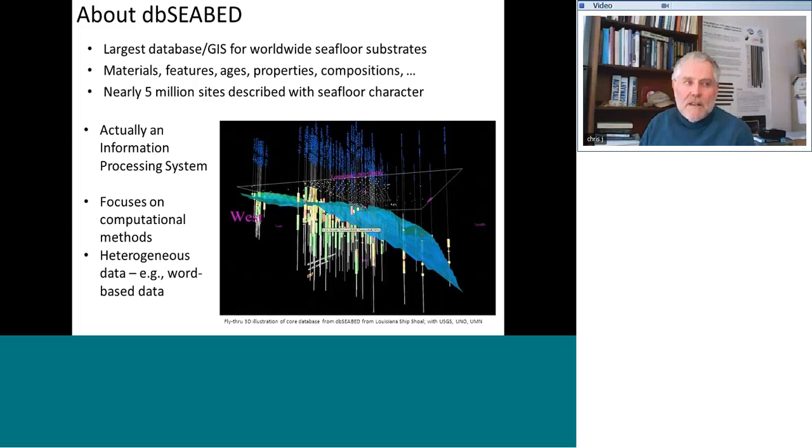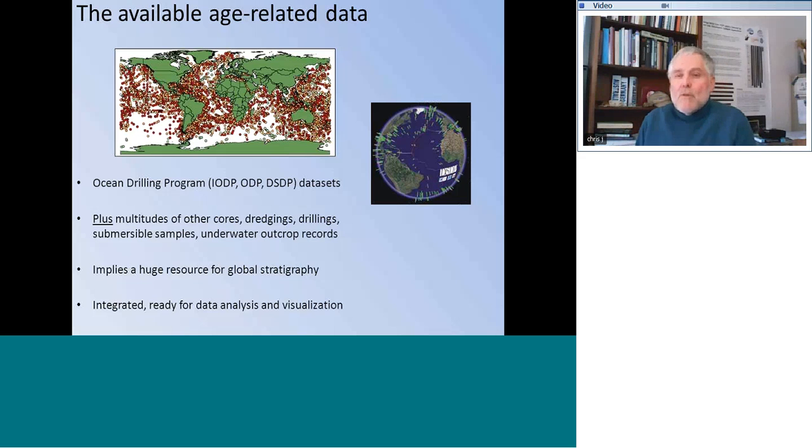Actually, for all those sites in the ocean, about 85% of them are described in terms of word-based data. And that is also true, by the way, of the age data. So what's the distribution of the data across the oceans?